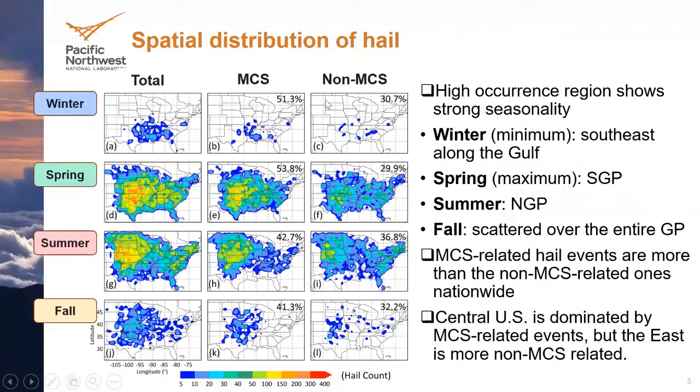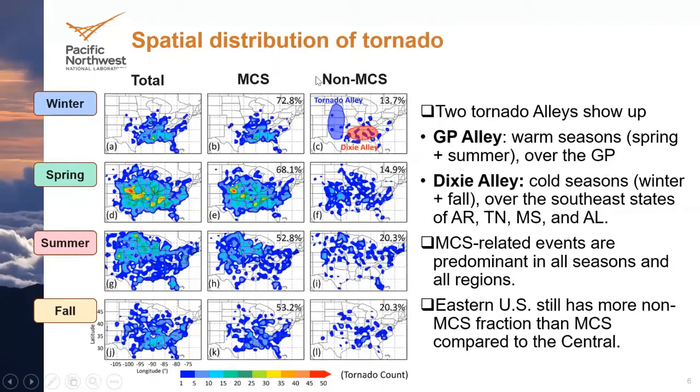Regarding the MCS versus non-MCS fraction, the majority of the hail is MCS related nationwide. However, the central US is more MCS related, but the East is more non-MCS related. Then let's look at the tornado distribution. Clearly, there are 2 tornado alleys represented.